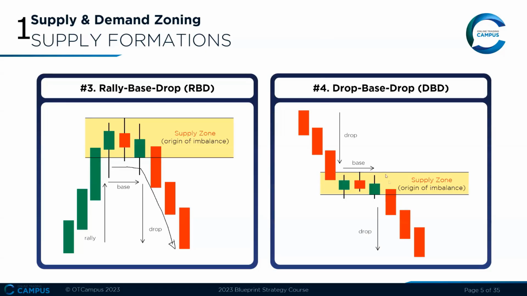Next, we have a drop-base-drop, and the drop-base-drop is also, as the name suggests, a drop and a base in price, and then it's a continued drop. What's most important for us here again is the base of price and then the decline. Whatever happens before that, either a decline or a rally, that really doesn't matter too much. It's just going to be a difference between, is this a rally-base-drop or is this a drop-base-drop?